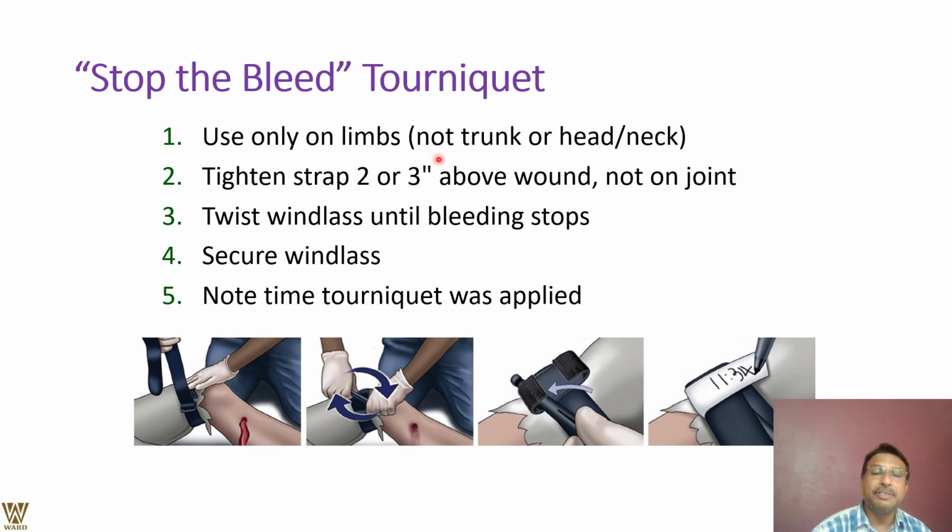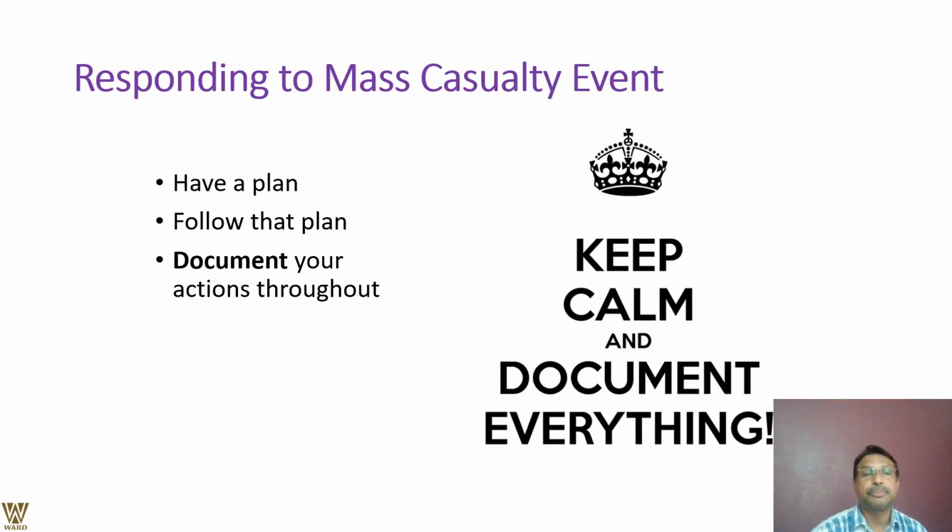With a tourniquet, it is very easy. You need to use it only on the limbs, tighten the wraps twice or thrice, probably twist. This is where the twist comes in, until the bleeding stops. Secure the windlass and time it. Time it down. Always time it down.